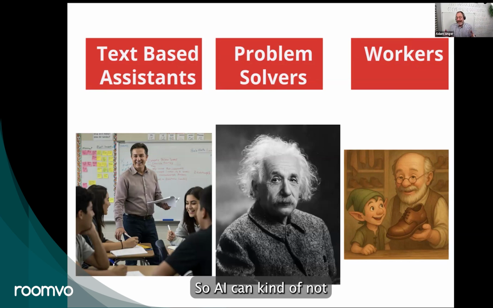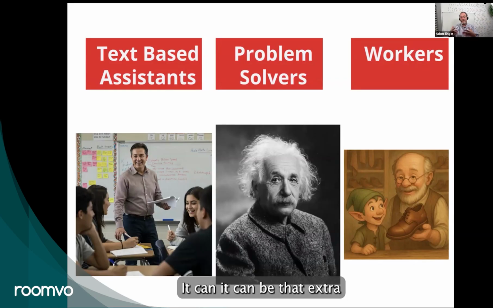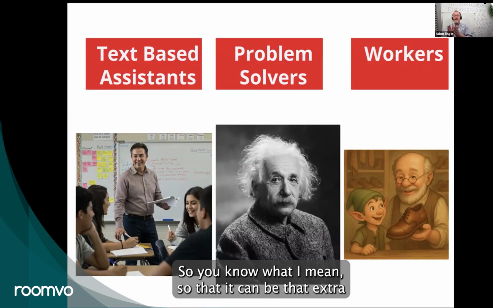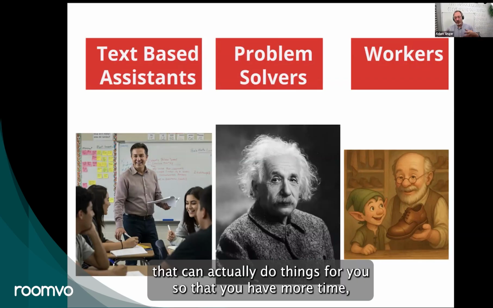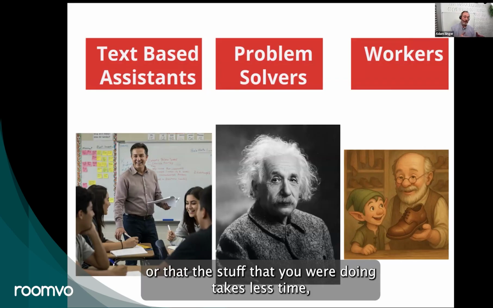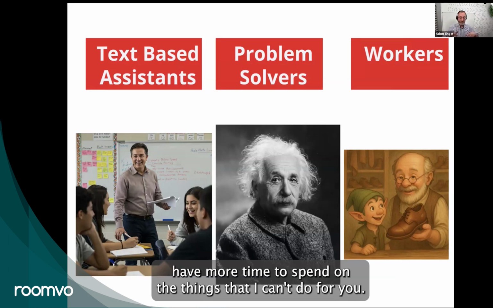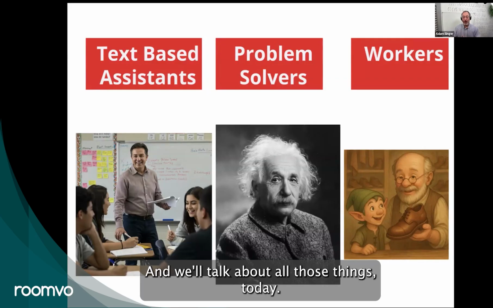So AI can really play that role as well. It can be that extra set of hands, that extra set of tools that you need. So it can be that extra assistant that can actually do things for you so that you have more time, or that the stuff that you were doing takes less time, so that you and the people on your team have more time to spend on the things that AI can't do for you. So it can actually create an AI worker for you. And we'll talk about all those things today.